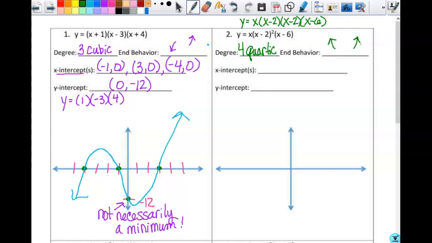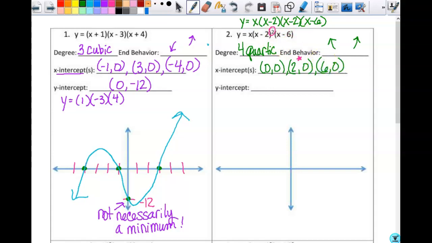My x-intercepts, I find my zeros here. So this one gives me 0, so I'd have 0, 0. This would give me 2, so I have 2, 0. And it shows up twice, right? So I'm going to put a little asterisk here because this is the one that has that exponent higher than 1, so I'll put a little star there. And then I'll go ahead and find this one. That would be 6, so this is going to be 6, 0.